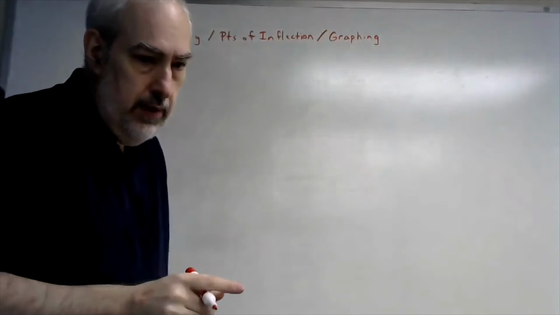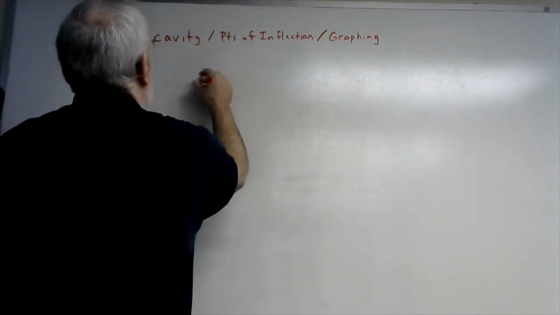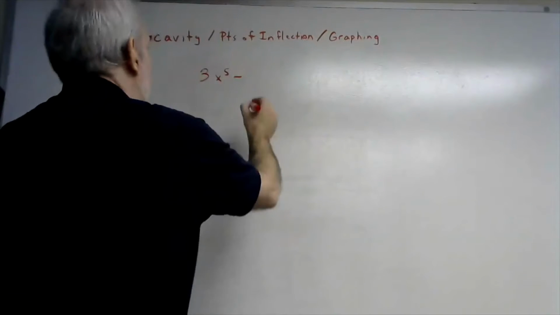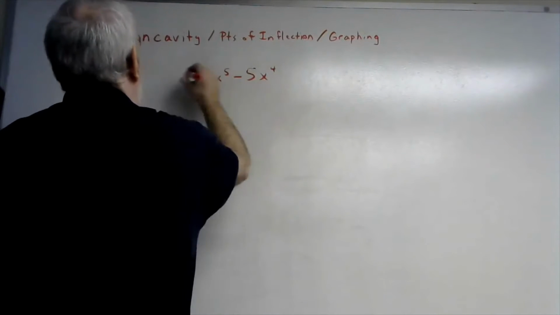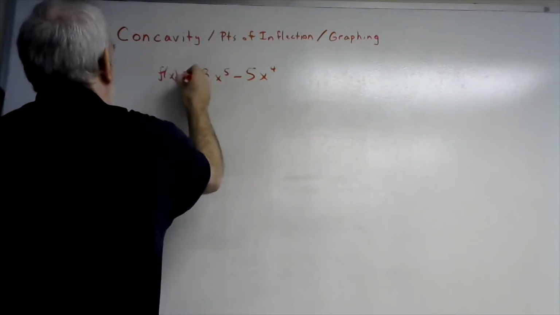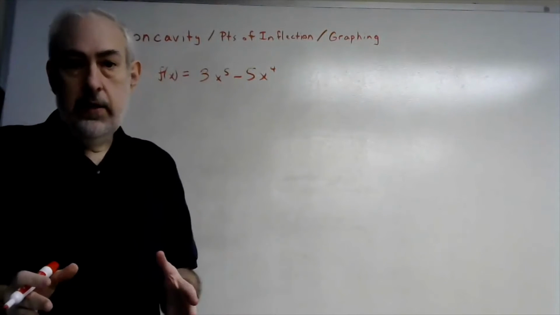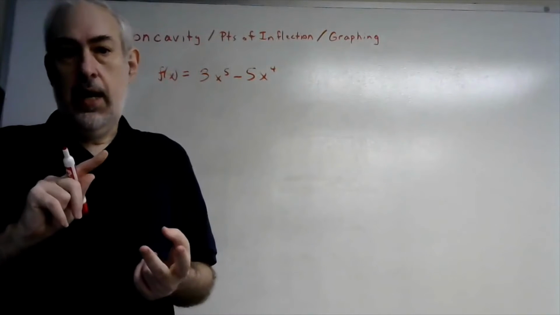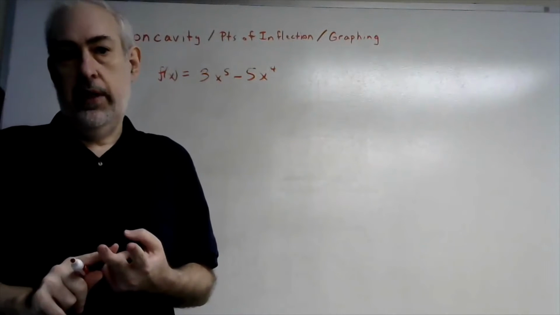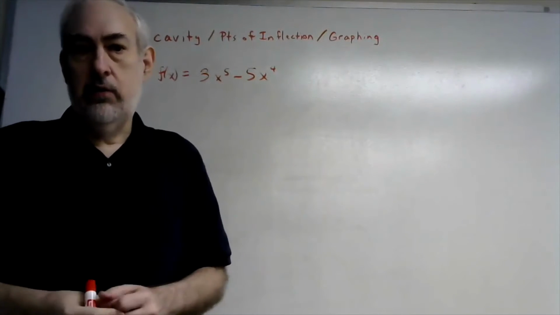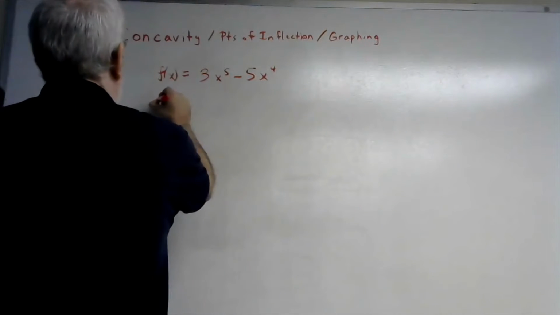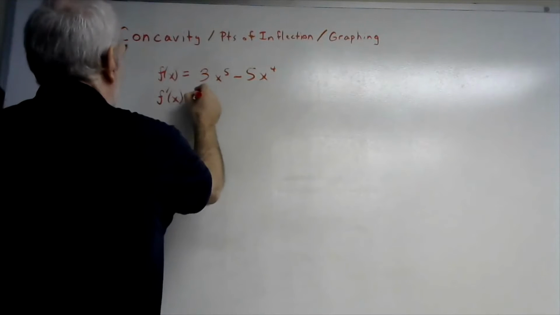Okay, 3x to the fifth minus 5x to the fourth. Let's find where it is concave up and concave down, and where it has points of inflection. All that information is about the second derivative, so we're just going to take two derivatives and then analyze the second derivative equation.